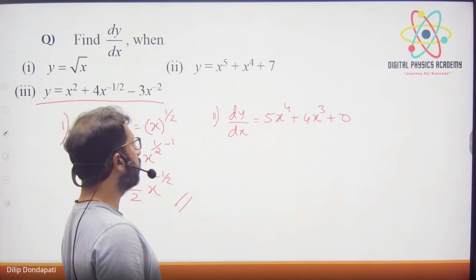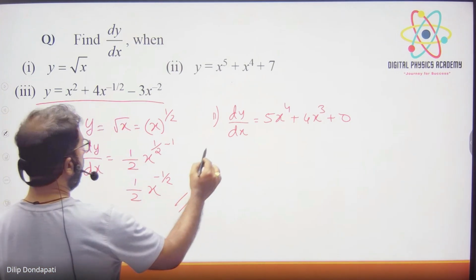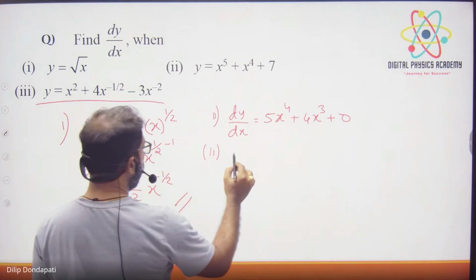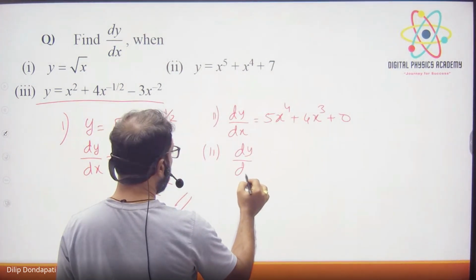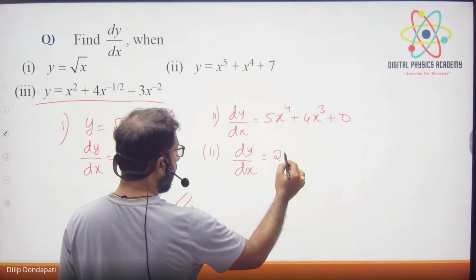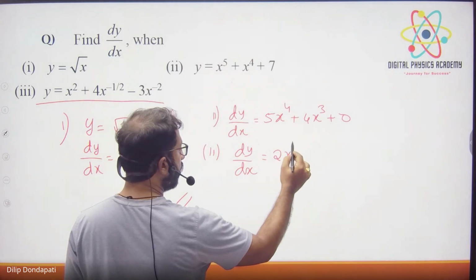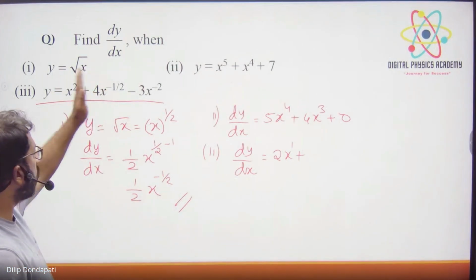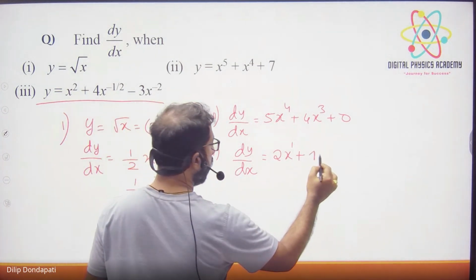2x minus 2x raised to minus 3/2 plus 6x raised to minus 3. Yes. n into x power n minus 1. Whenever a constant is there, we have to bring it outside. So what will dy by dx be? Differentiate on both sides. What is the differentiation of x square? n into x power n minus 1, so 2 minus 1 is 1. Plus 4 is a constant number, it will come outside. 4 bracket open.